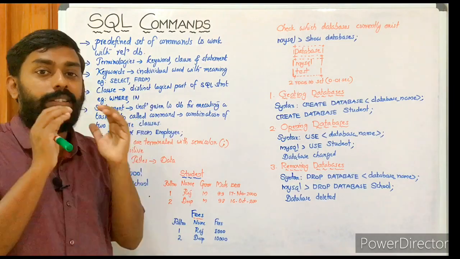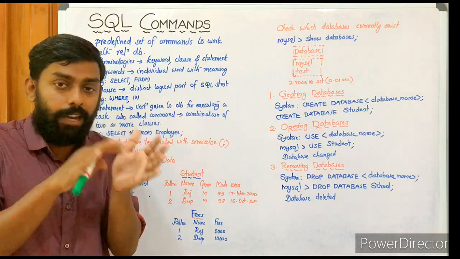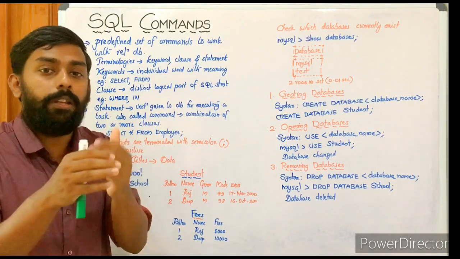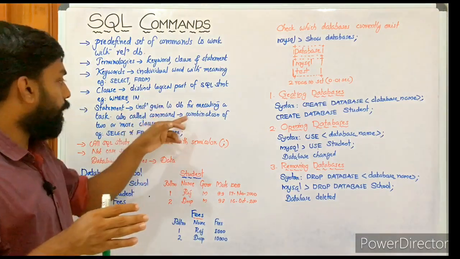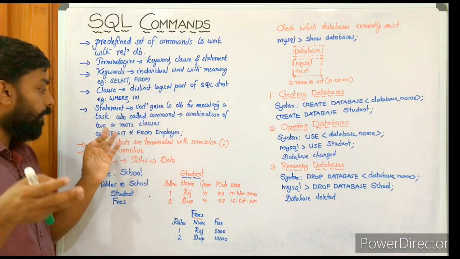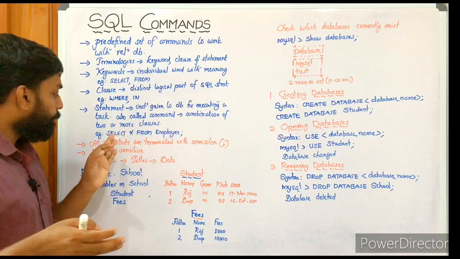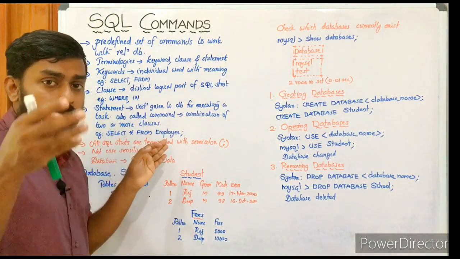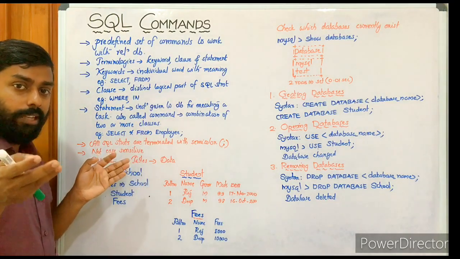Command, what is a command? That's an instruction or statement given to perform a specific task. A command is a combination of one or more clauses. Example, select star from employee. All SQL statements are terminated with a semicolon. And of course, it's not a case sensitive language.